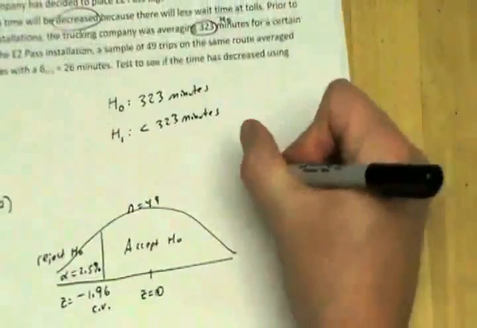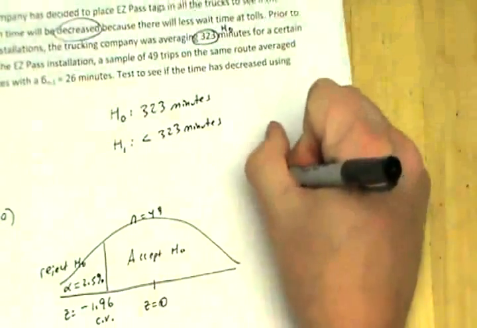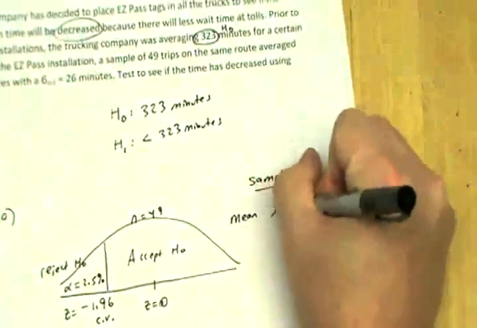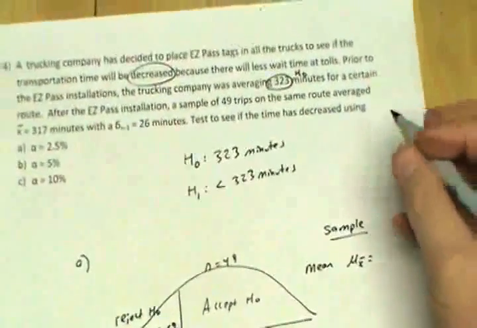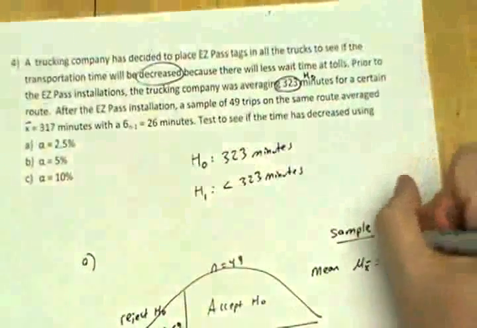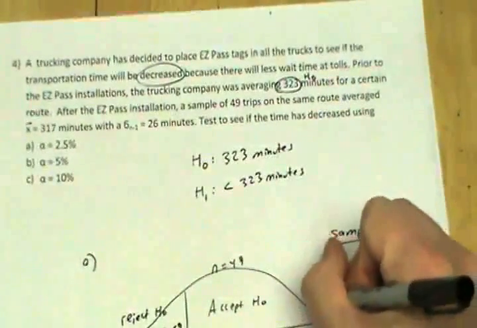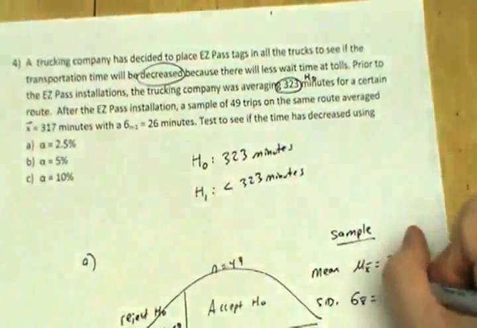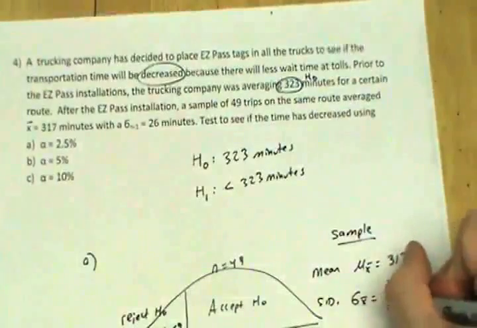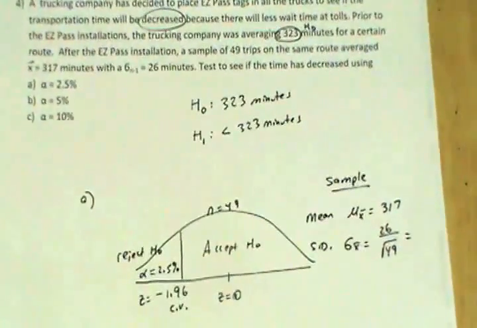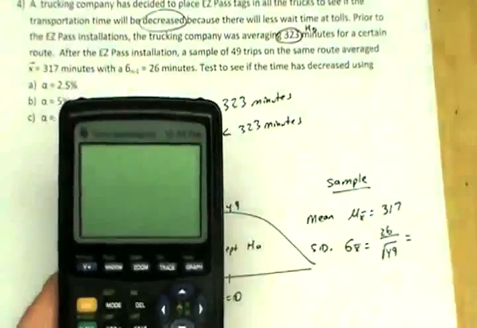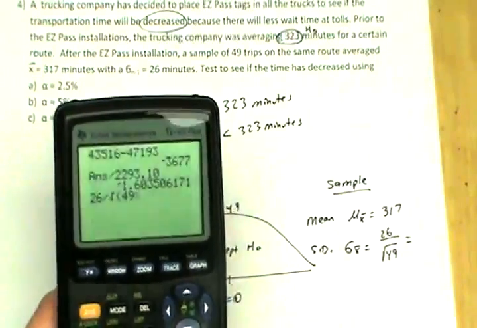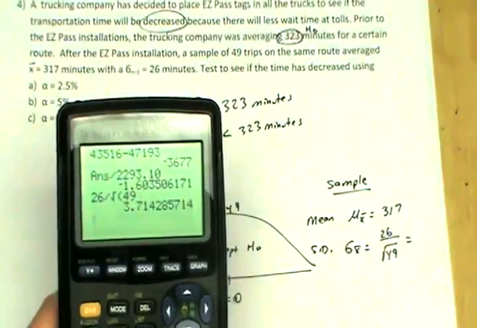All right, so we find ourselves, for our sample, we have a mean, mu sub x-bar, which is 317 minutes. We have our standard deviation sigma sub x-bar. That's the standard deviation of 26 divided by radical sample size. They said the sample is 49 trips. So 26 divided by radical 49 is 3.71.